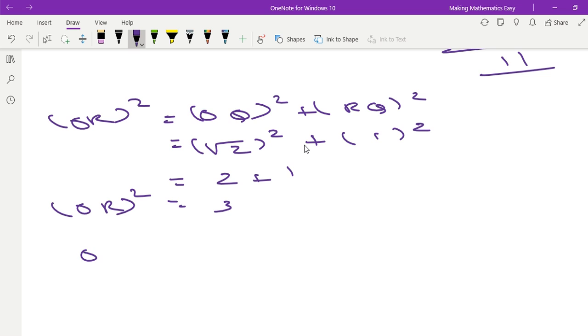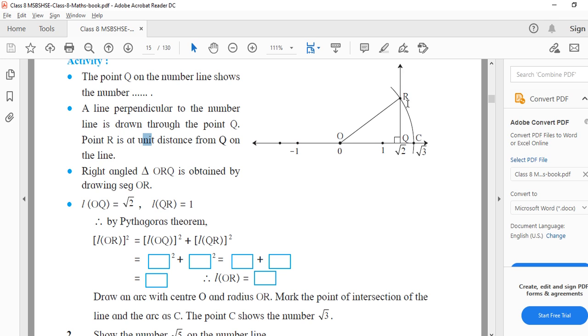If we need to find OR, when the square goes to the right hand side, it becomes a square root. So the distance of OR is root 3. If you see in this diagram, the distance of OR is root 3, and when you draw an arc taking O as the center and a radius of OR, the arc cuts the number line at this point C, that is, this is root 3. You can see the point C shows the number root 3.